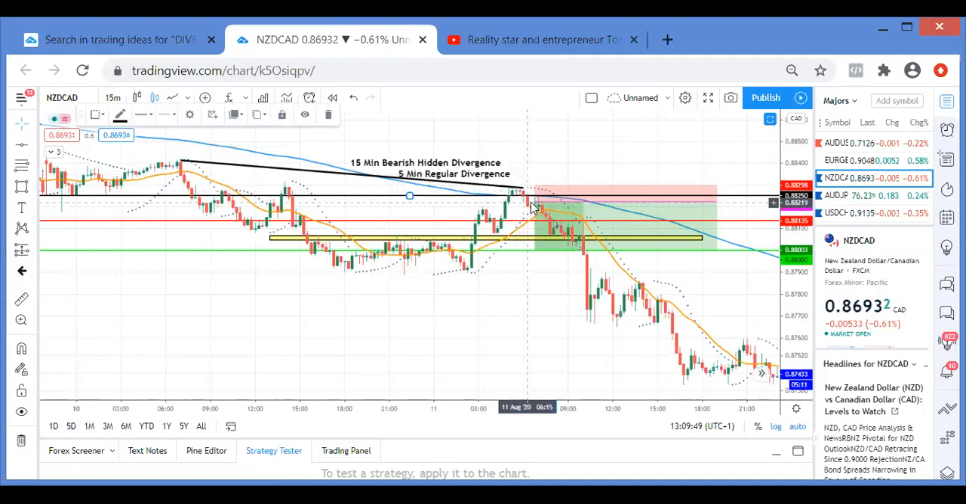Bear in mind, I want to sell. Why do I want to sell? Because it's below the 200 moving average. So I want the market to come below this 0.88250 mark before I sell.